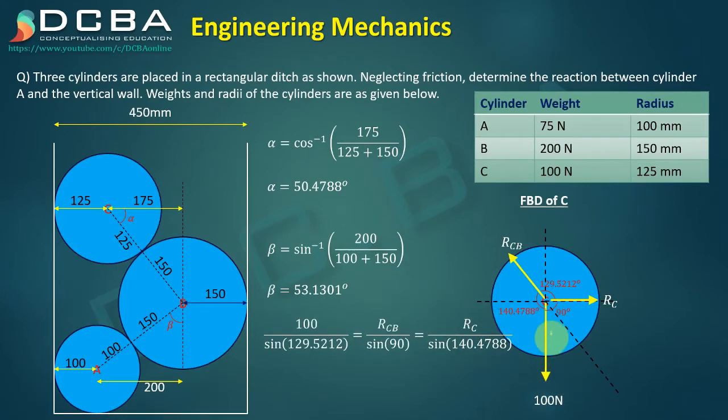So it is 100 upon the sine of the angle opposite to it, which is 129.5212, equal to RCB upon sine of 90, equal to RC upon sine of 140.4788. So we get RCB and we get RC. Alright.